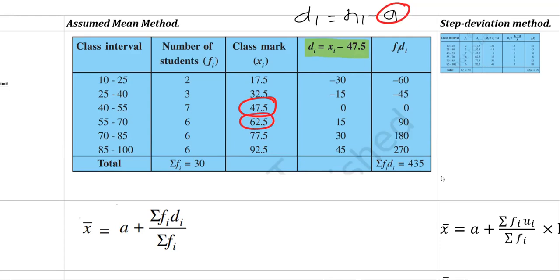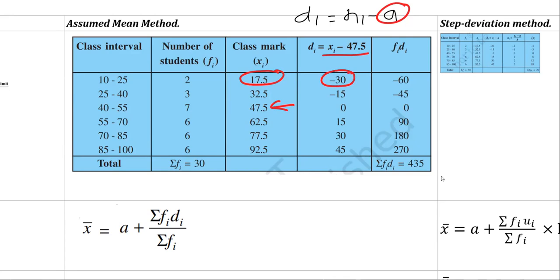Alternately, you can take 62.5 also. The answer will remain the same, the final answer I mean to say. So let's see how we are getting this value. So this is xi minus A, and A is 47.5. So xi is this, minus A is this. So it is 17.5 minus 47.5, which is this.